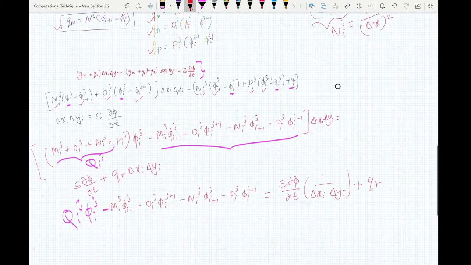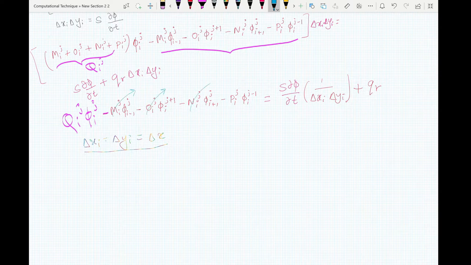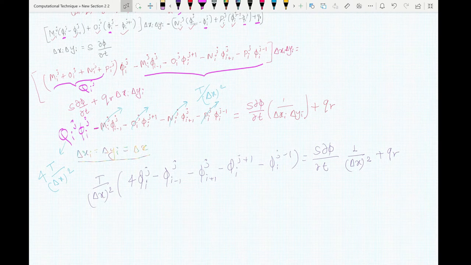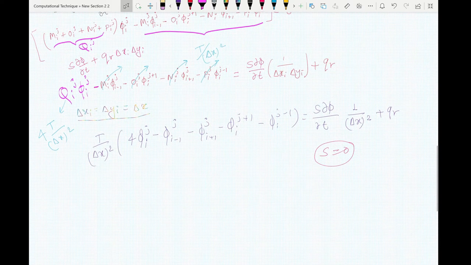Therefore, in this case, if we consider delta xi equals delta yi equals delta x, then these values mij, oij, nij and pij will all be equal to T by delta x square. And this qij, which is the summation of all of these, will become 4T by delta x square. Now if you have a steady flow, which means that your storage factor will be equal to 0, then this term will become 0, and what we'll end up with will look something like this.